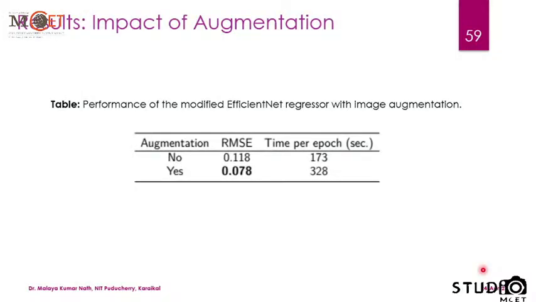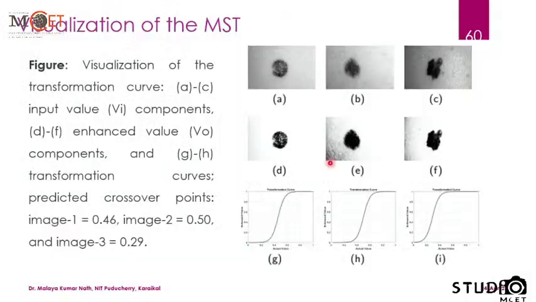Now if we look into the performance of this model with and without augmentation, with augmentation it gives the least RMSE, equal to 0.078, and the time per epoch for training is 328 seconds. But without augmentation, the RMSE value is very high and the time per epoch is 173.